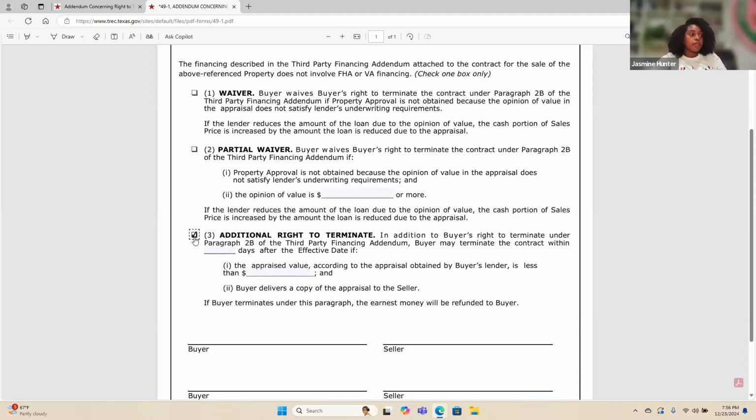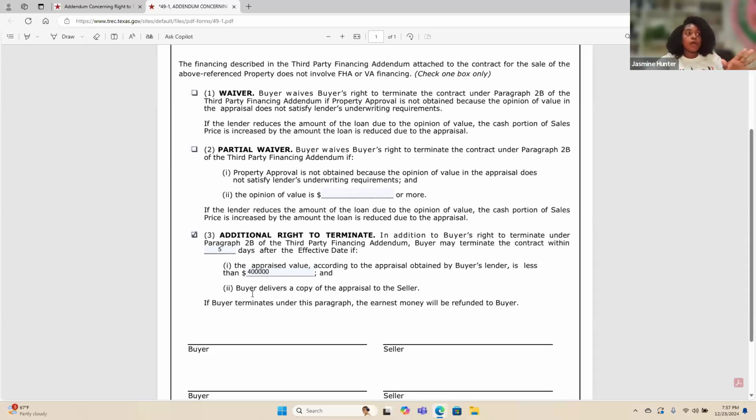Okay, so I'm going to mark this and I'm going to have within 5 days of receiving the appraisal, if that house does not come in at 400,000, which is what I plan on purchasing it for, then I want to be able to terminate due to the lender's appraisal. It's an additional right to terminate.